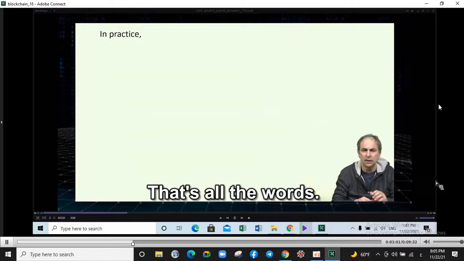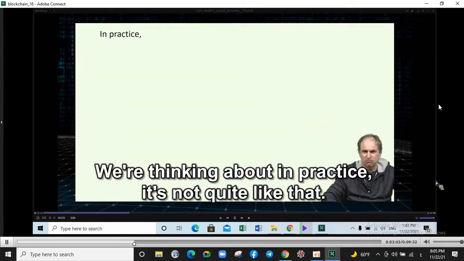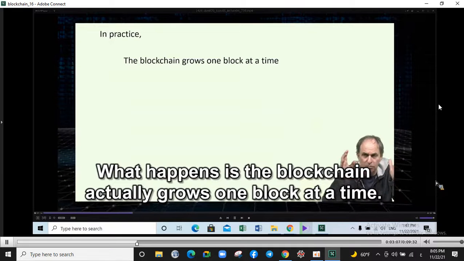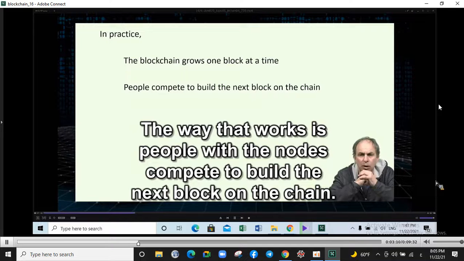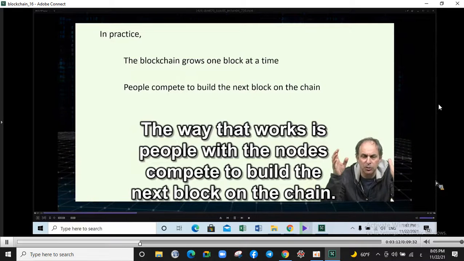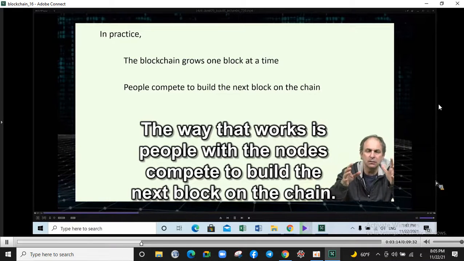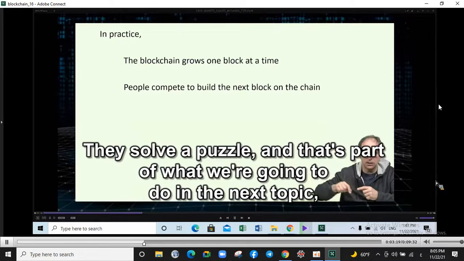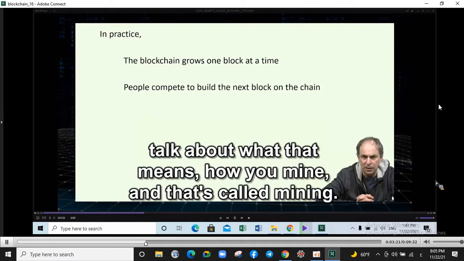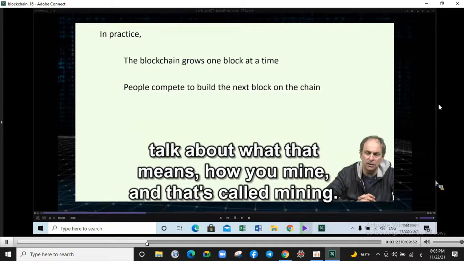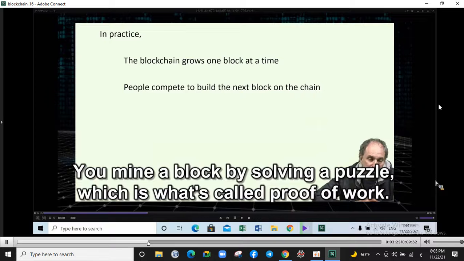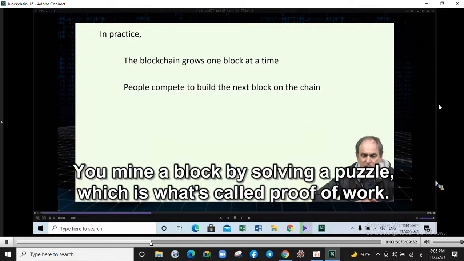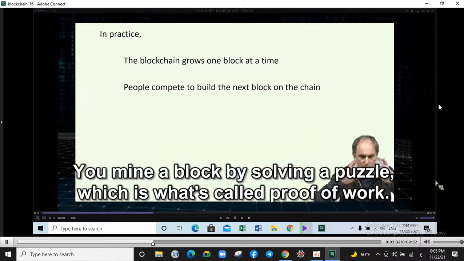In practice, it's not quite like that. What happens is the blockchain actually grows one block at a time. And the way that works is people, really nodes, compete to build the next block on the chain. So they solve a puzzle, and that's the part of what we're going to do in the next topic. Talk about what that means, how you mine, and that's called mining. You mine a block by solving a puzzle, which is what's called proof of work. That's all a part of the next lecture, the next topic.